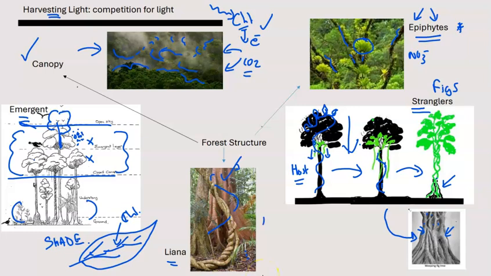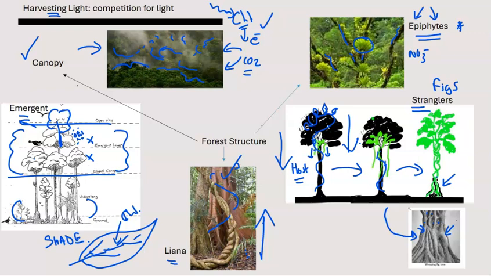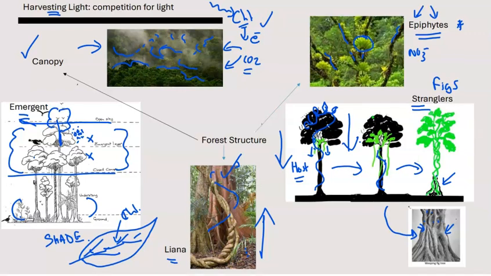So the lianas are growing upwards into the canopy, whereas the strangler figs begin in the canopy and work their way down. So here we have different methods and different strategies for grabbing the light in the competition for harvesting light in the forest.